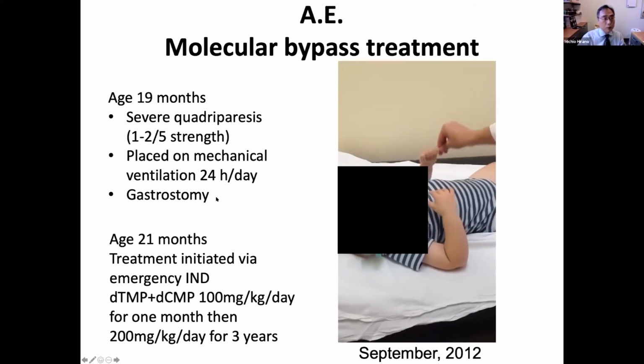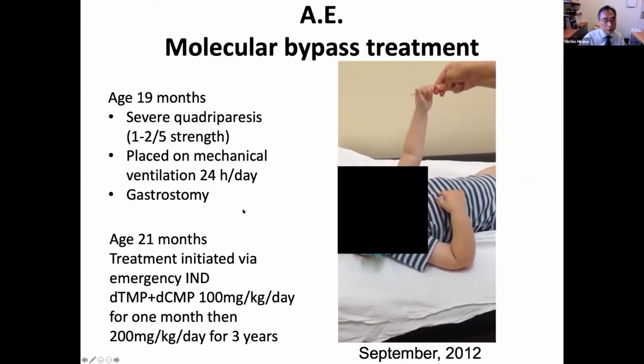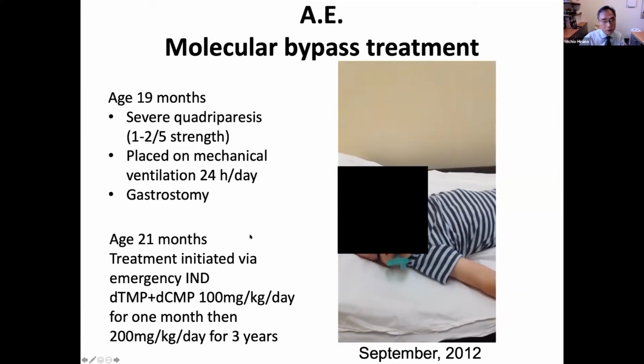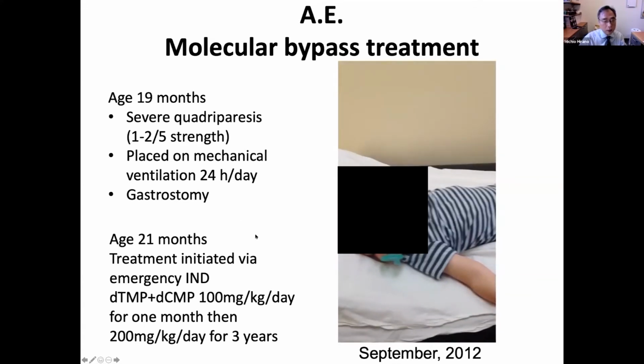So we were able to apply to the Food and Drug Administration in the United States and get an emergency IND because this child's condition was so dire. And we immediately initiated this monophosphate therapy at a rather low dose for 1 month, and we went to the second dose. We did that for 3 years.